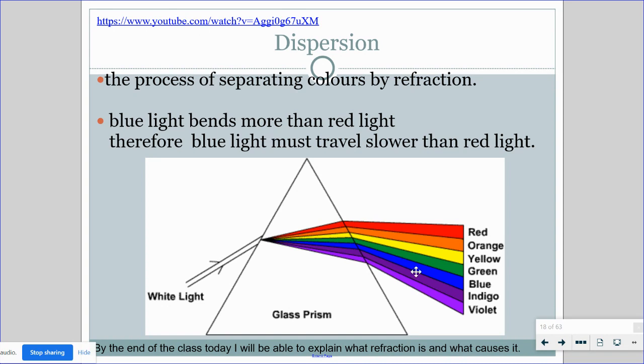Now, blue light is at the bottom, which means it bends more than red. And so blue travels slower than red.